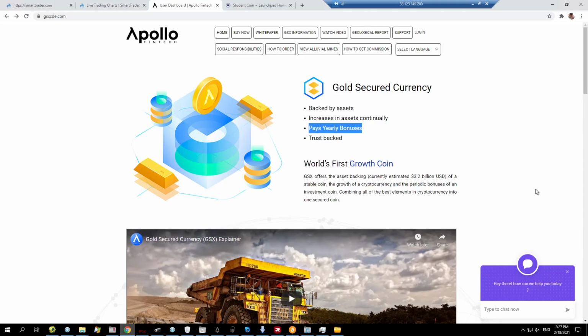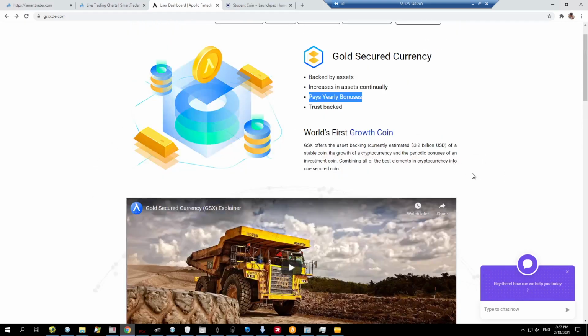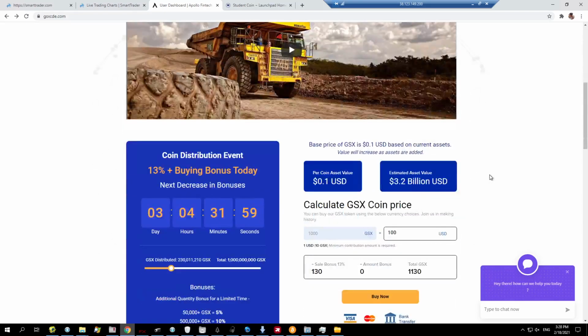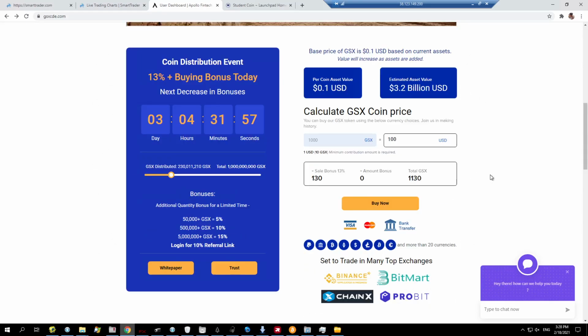and it's actually going to be able to be in physical form if you want it to be. So it's going to have a value because it will be backed by gold, and it will pay yearly bonuses. The thing is it's on a time, and it's really ticking down. And this is actually till the next decrease, and it's 3 days and 4 hours and 31 minutes.